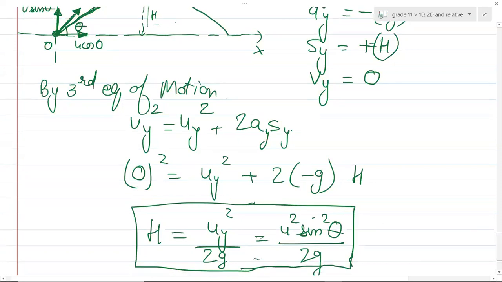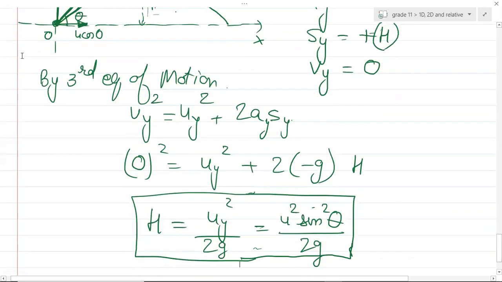Kindly note it down from the beginning. Let me just make it a little bit smaller size.